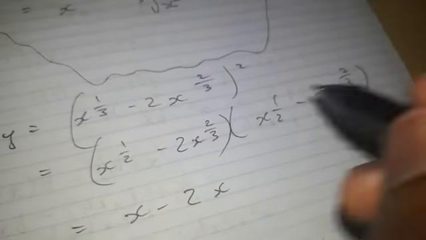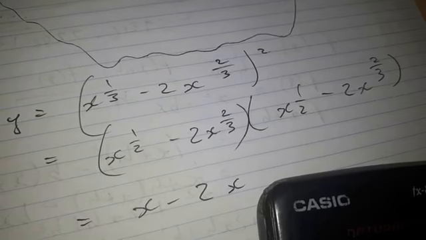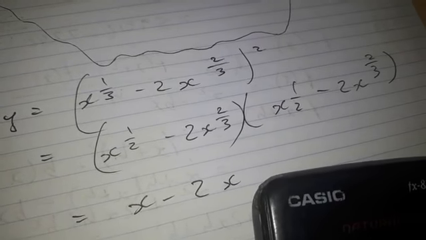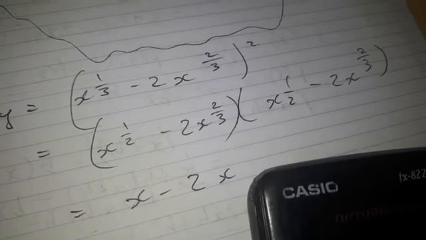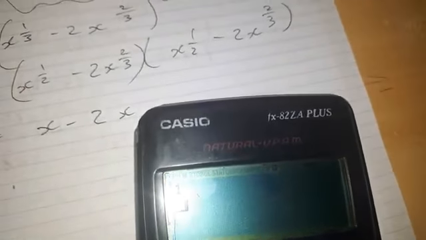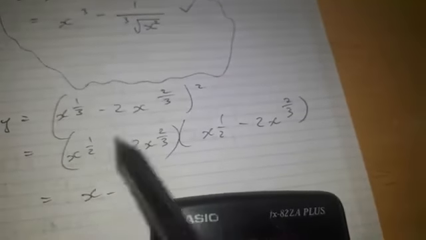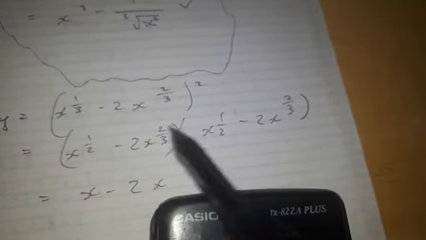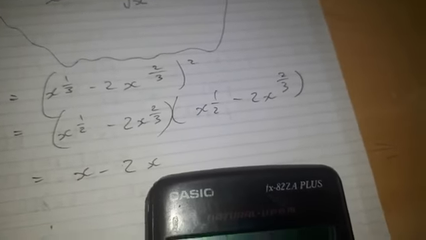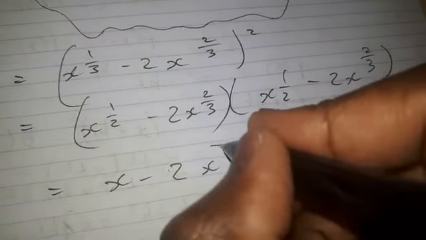Your bases are the same here, so you add your exponents, which is calculator work. A half in your calculator, you need to add, because what are we doing here? This times this got us this. This times that, we need to add the exponents, which is a half plus 2 over 3, which is giving us 7 over 6.